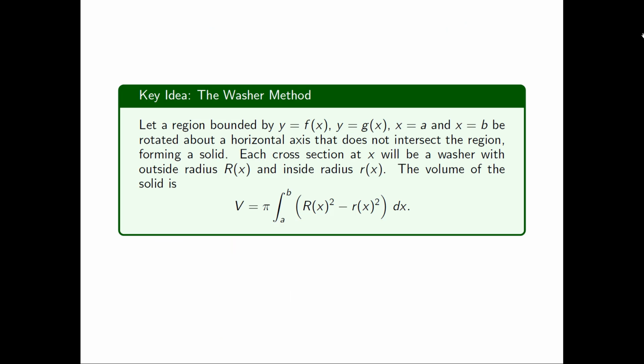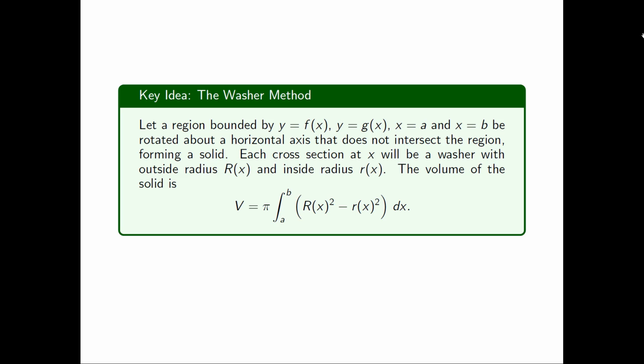Okay. One more thing. We mentioned we were going to do the disk and the washer method. The washer method is very similar, and in fact maybe we'll just bring in here a picture of a washer just to see what we mean. It's a disk with a hole in it. That's basically what a washer is. Because it's a disk with a hole in it, we have two radii now. We have the outside radius, which here we've denoted with uppercase R(x), and the inside radius, lowercase r(x).